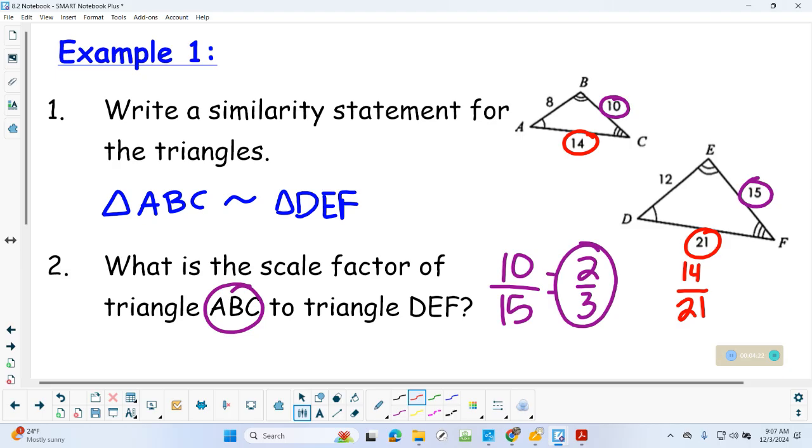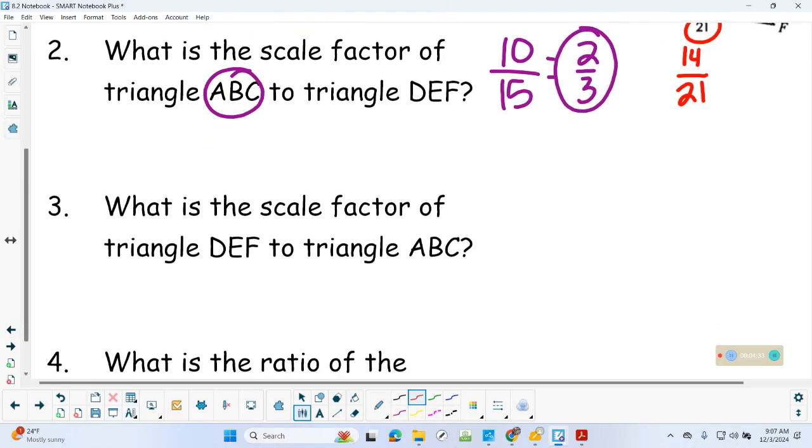2/3, okay? Same thing if you did 8 to 12. You get 2/3. So it doesn't matter which set of sides you pick. They will always be the same. You'll always get the 2/3, okay? Just for the record, what is the scale factor of triangle DEF to ABC?